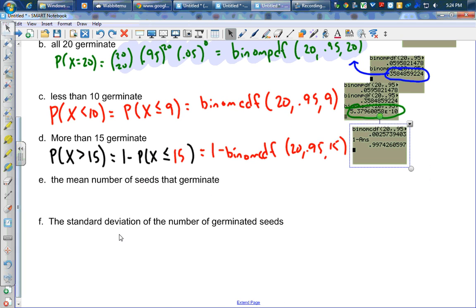Next part says find the mean number of seeds that germinate. This is a binomial problem, so the mean, which is the expected value, is np, which is 20 seeds, 95% germination rate. Multiply those out. I expect 19 of them to germinate. If that was a decimal, that'd be okay. Leave it as a decimal.